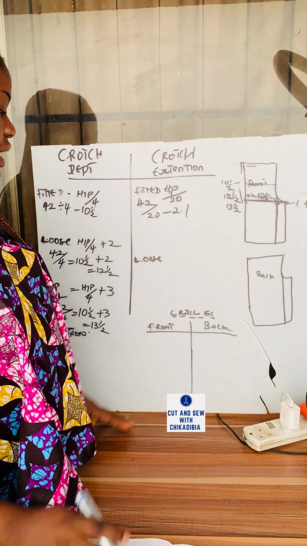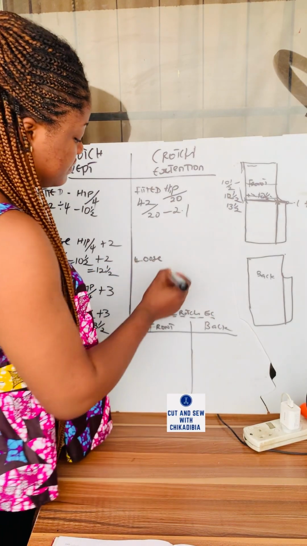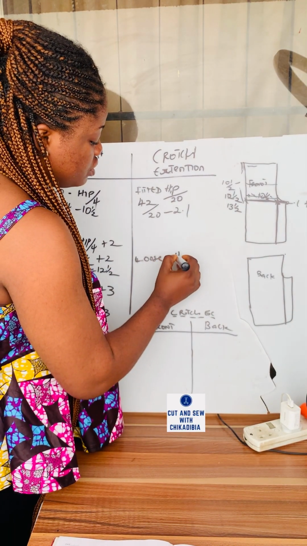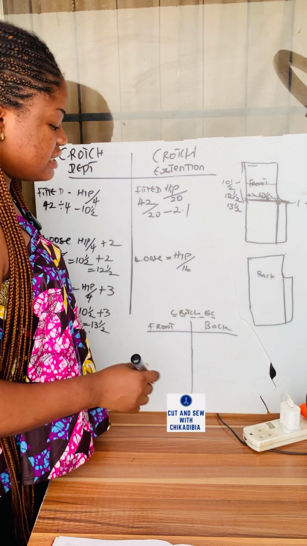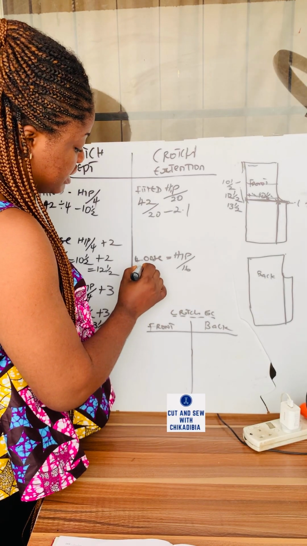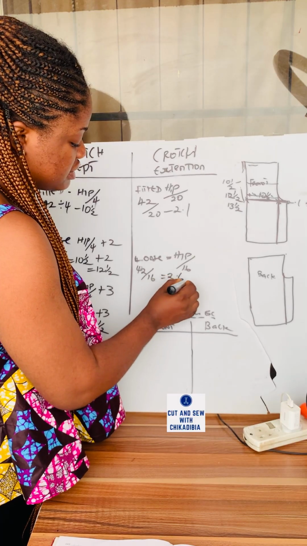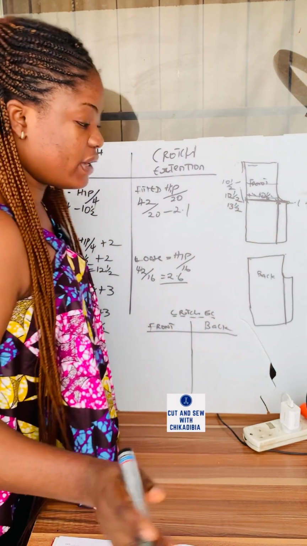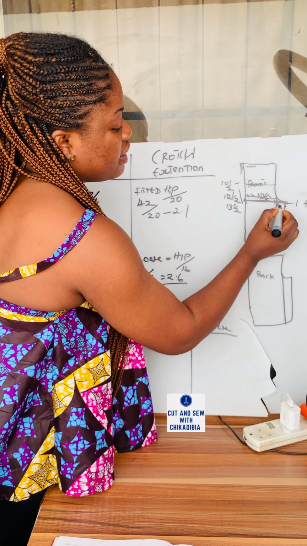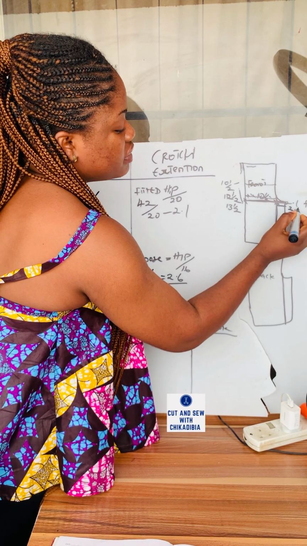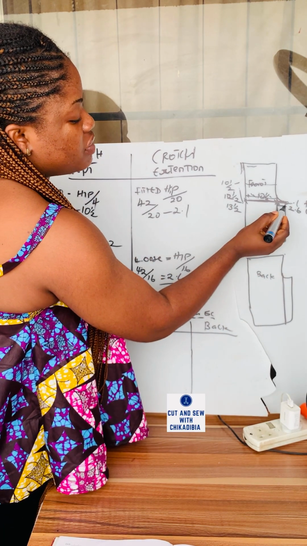If you are making a loose pant, this is where it comes in. You're going to divide your hip by 16. Let's say 42 divided by 16 is going to give me 2.6. So from here to here, if I'm making a loose pant, I'm going to mark it as 2.6. That's the distance from here to here.